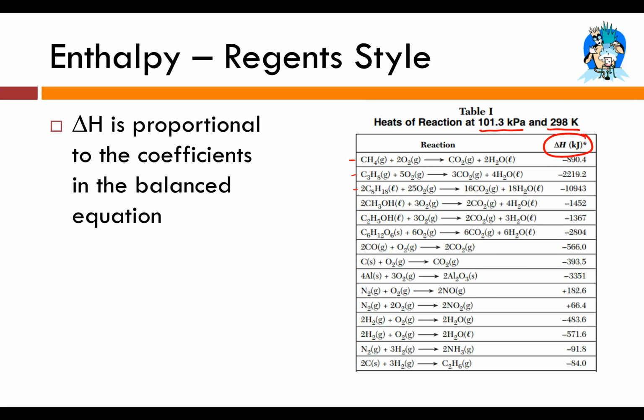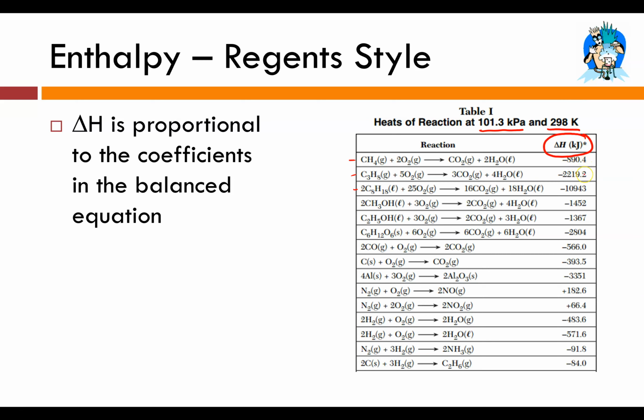Delta H is proportional to the coefficients in the balanced chemical equation. For example, we'll just look at the first one. The reaction between 1 mole of methane and 2 moles of oxygen to produce 1 mole of carbon dioxide and 2 moles of water. That reaction will produce, since it's a negative, so it's an exothermic reaction, about 890 kilojoules.